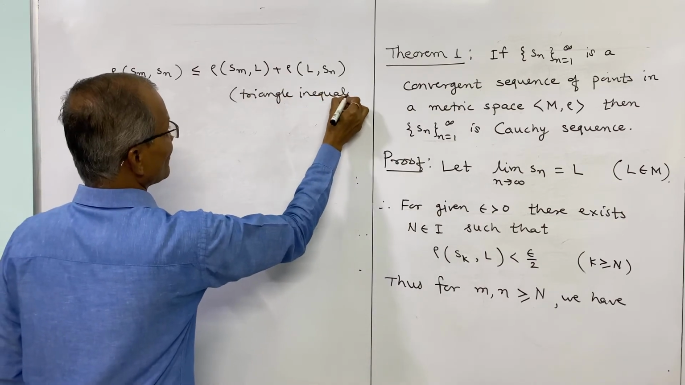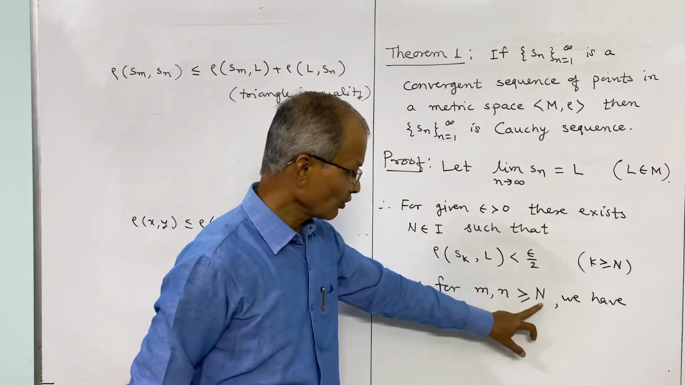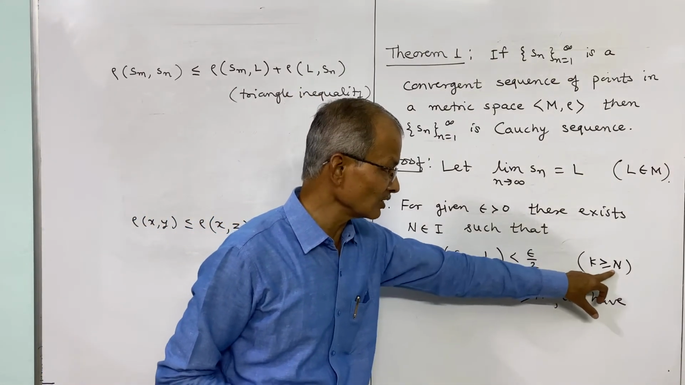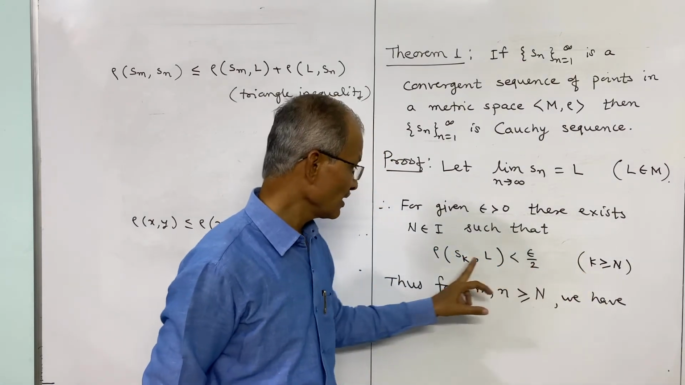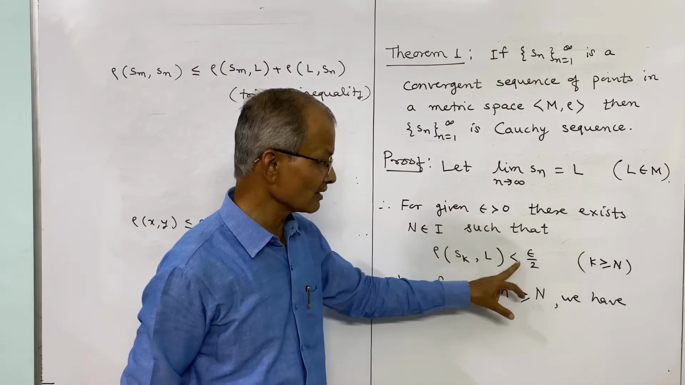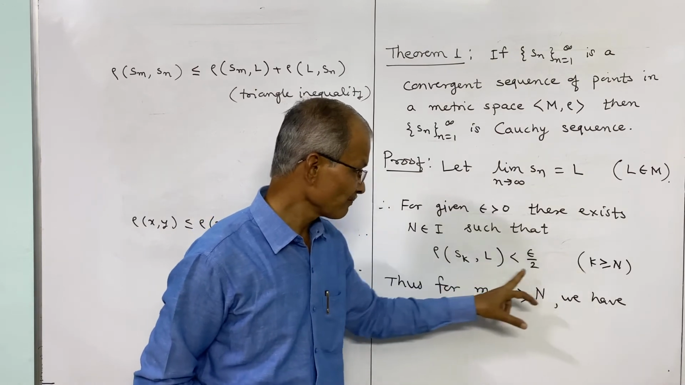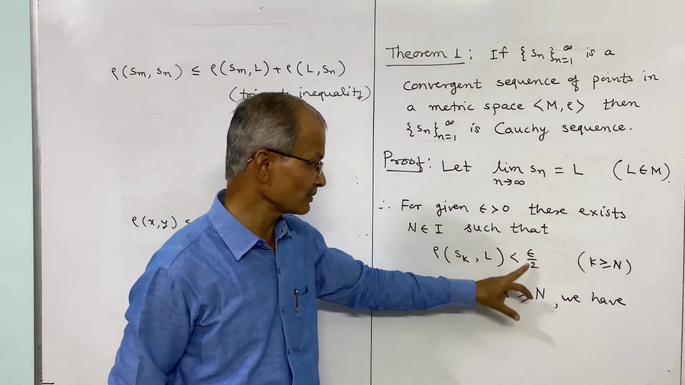And further, you see, m and n are both greater than or equal to N. So that means this m and n satisfies this condition. k greater than or equal to N, m also greater than or equal to N means m satisfies this condition. That is rho of S_m and L is less than epsilon by 2. Also n satisfies this condition. That is rho of S_n and L is less than epsilon by 2.